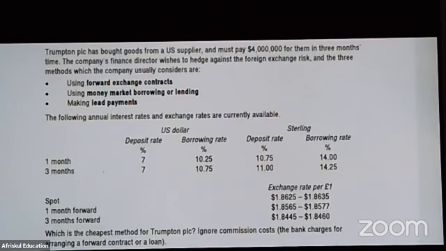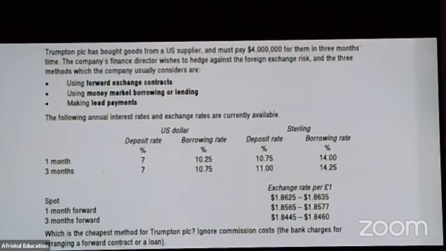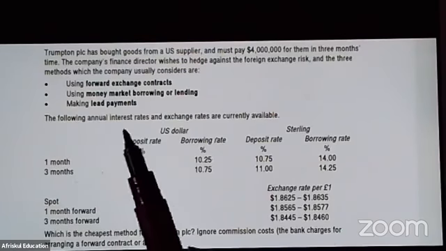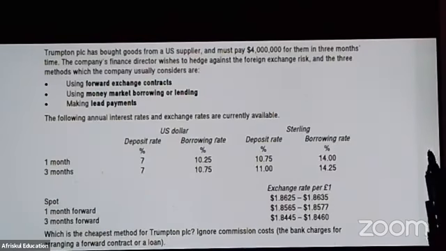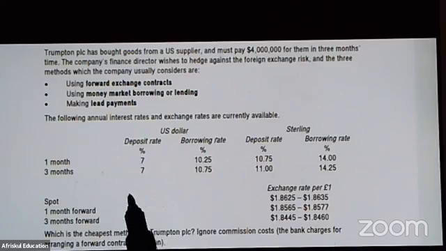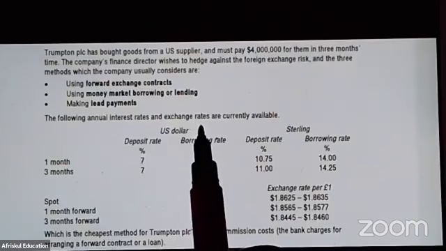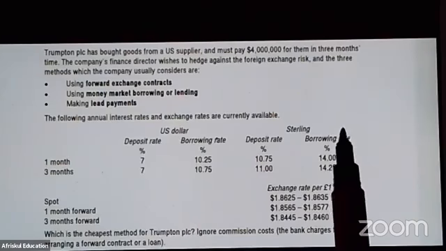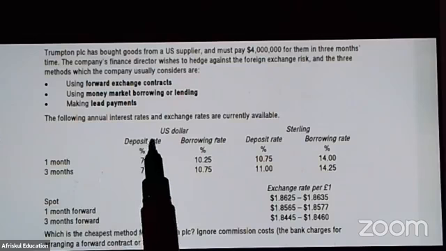The most important thing is that you have to understand your residence. Like this company is a company that has a residence in the UK. And now we should be reasoning like British people. So we are told Trumpton PLC has bought goods from a US supplier and must pay $4 million for them in 3 months' time. The company's finance director wishes to hedge against the foreign exchange risk, and the 3 methods which the company usually considers are, number 1, using a forward exchange contract. Number 2, money market borrowing or lending. And number 3, making lead payments.